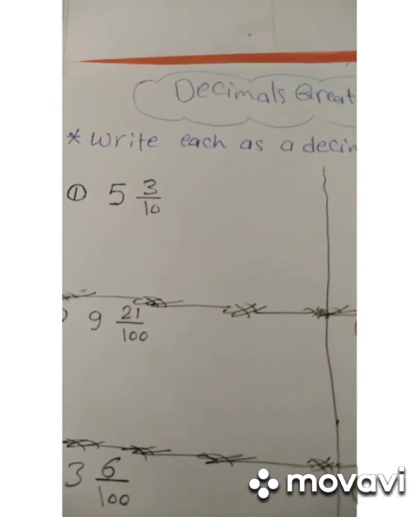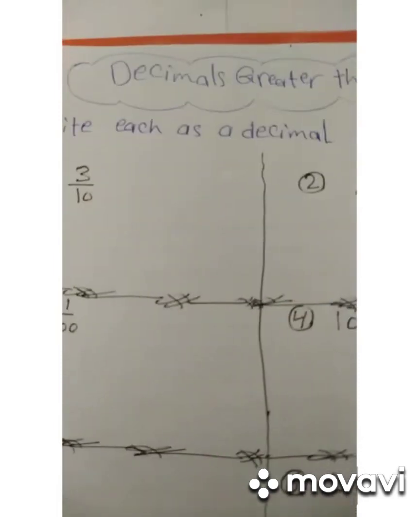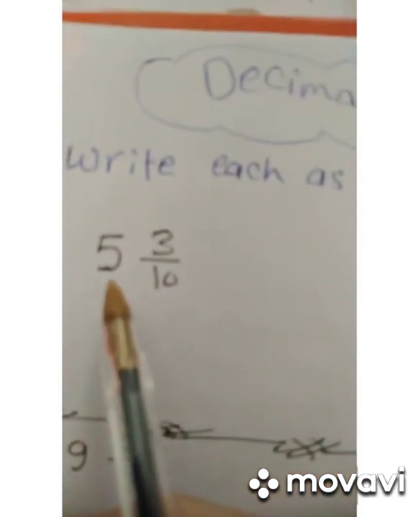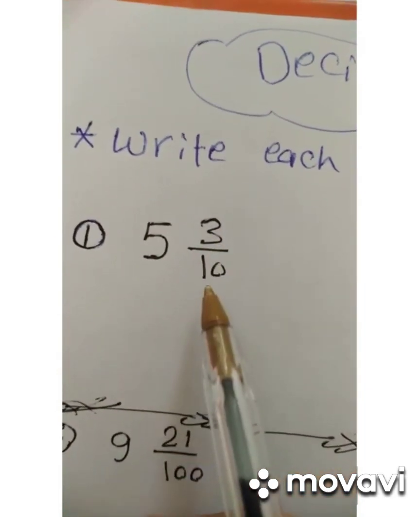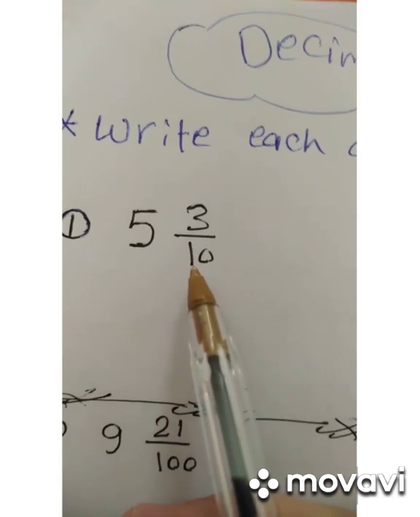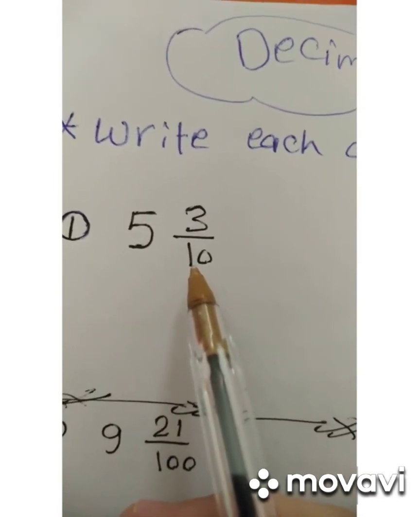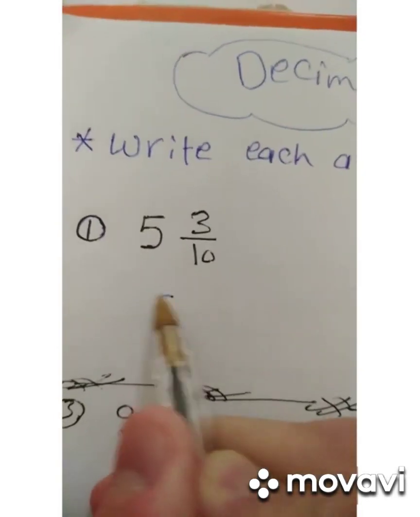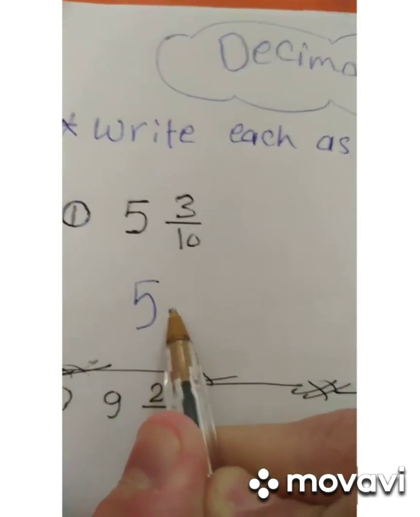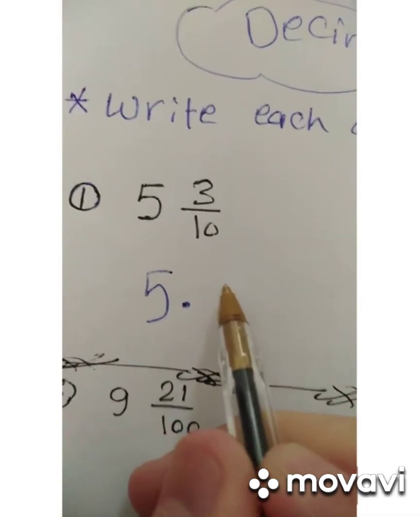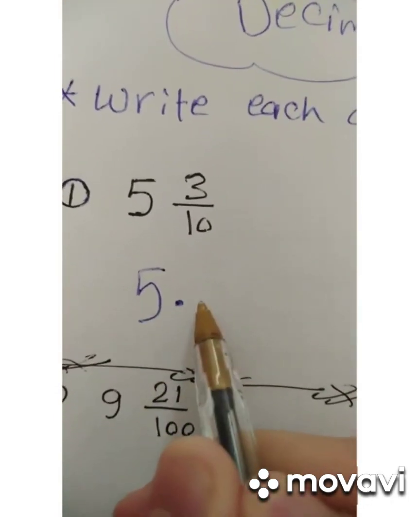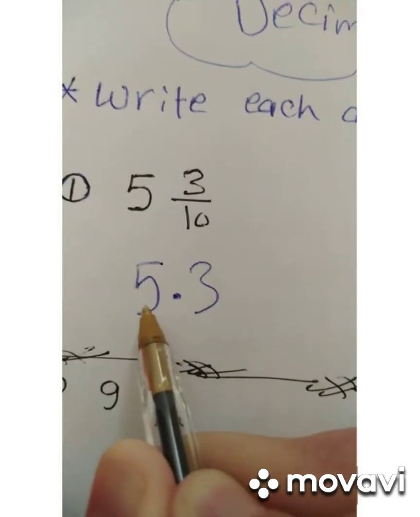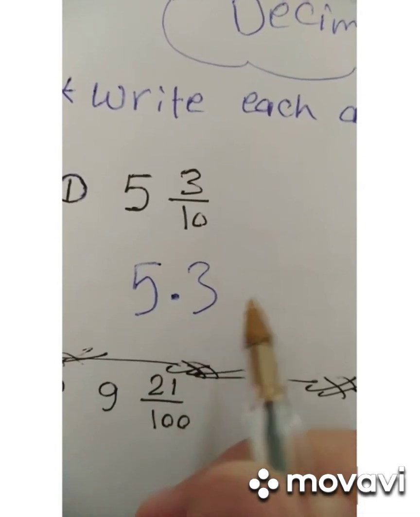Now let's solve another question. Write each as a decimal. Okay, number 1, we have 5 and 3 tenths. It's a mixed number, and now we want to rename it as what? Yes, as a decimal. So 5 is the whole, so write 5. Then put the decimal point. 3 tenths, we have 1 digit, so after the decimal point we put 3, and we read it also. Yes, 5 and 3 tenths.